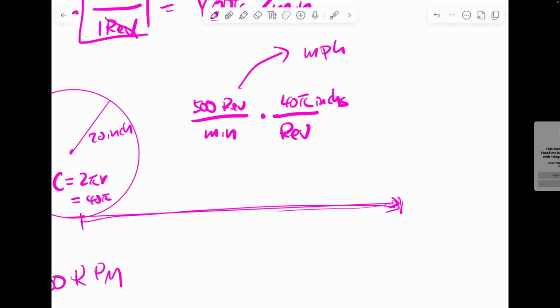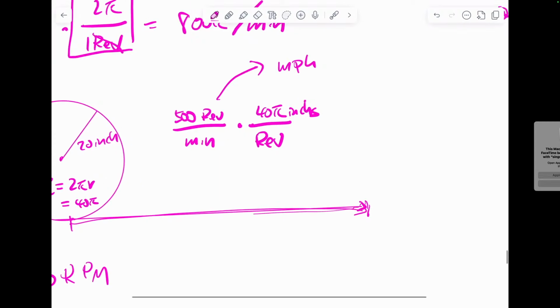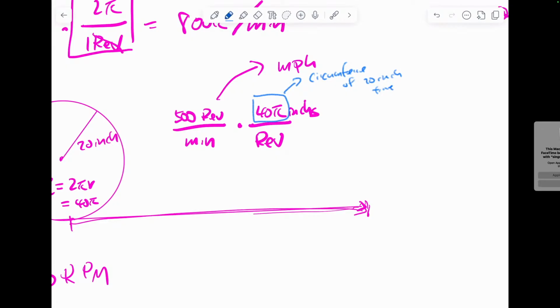Double the circumference. Not double the circumference, 2 pi r. So 2 pi times the radius. So 2 pi times 20. Circumference is 2 pi r. Oh, I see. Okay, so if you don't understand, this is the circumference of a 20-inch radius tire. And is that okay? Yes.